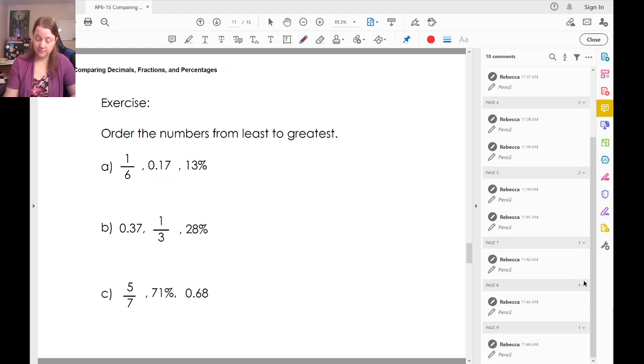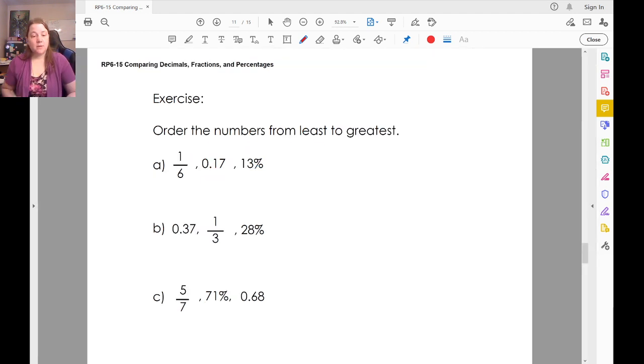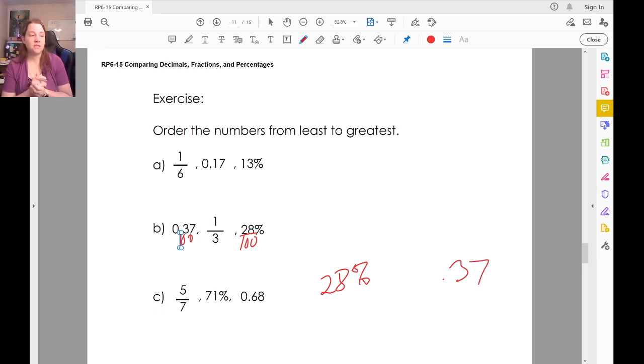For the next question, we have 37 over 100 compared to 28 over 100. So I know that 28% is smaller than 37 hundredths, but I don't know where the 1/3 fits. So I'm going to think about this, and I'm going to try comparing 1/3 to 28%. So I'm going to do 28 over 100 compared to 1/3.